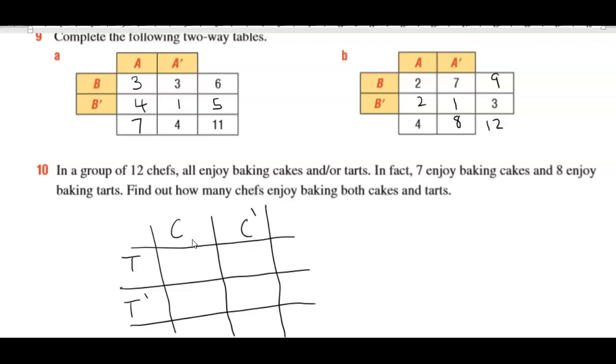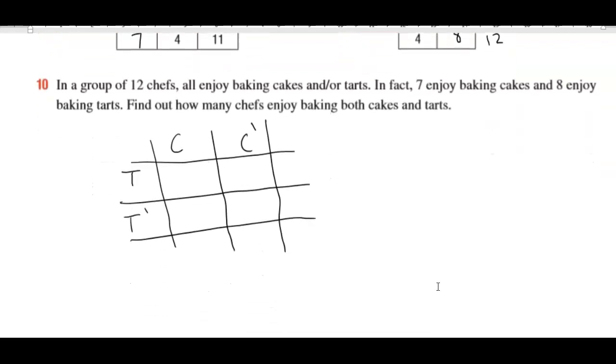Apologies for my noisy neighbor. Okay, so we've got 12 chefs. So 12 here. 7 enjoy baking cakes. So 7 here. And 8 enjoy baking tarts, so that's going to be 8. So then we just got to find out how many chefs enjoy baking both cakes and tarts. So we've got to work out this number here. So if we work across this way, I know that 7 plus 5 gives me 12, and then 8 plus 4 also gives me 12.